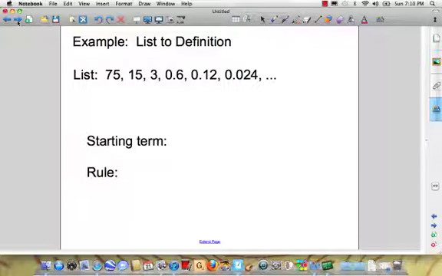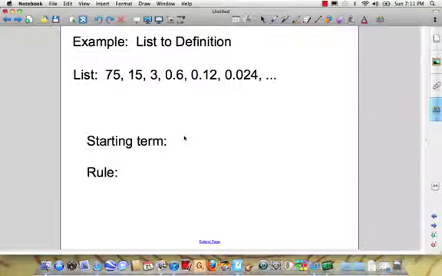Okay, this next example goes in the reverse direction. I'm going to start with a list of numbers and try to generate a definition from that. So the first thing to realize is that this one is not arithmetic because 75 to 15, well, you could say how much did we go down? 75 minus 15. So it went down 60. From 75 to 15 was down 60, and then it didn't go down 60 to get to the 3. So this one's not arithmetic, so we'll check in a minute to see if it's geometric.